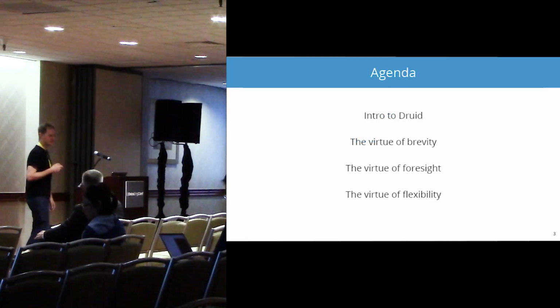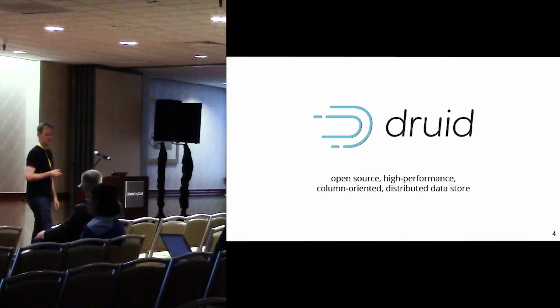So, agenda. First, intro to Druid. Then I want to talk about the 3 virtues and 3 weird tips. They're not that weird. Brevity, foresight, and flexibility. So first off, what is Druid?